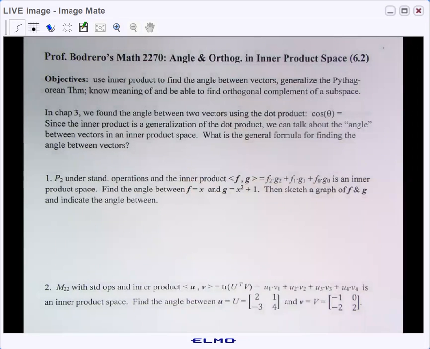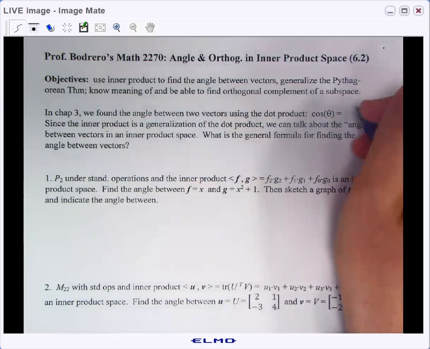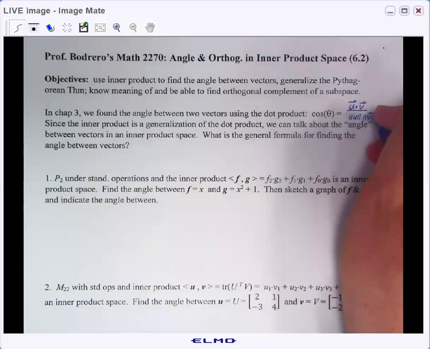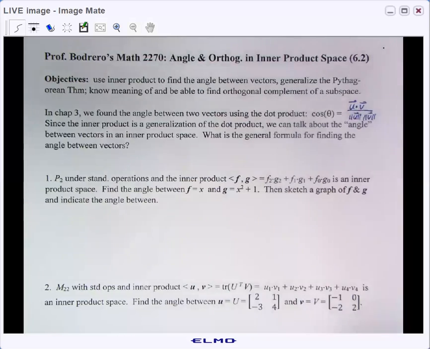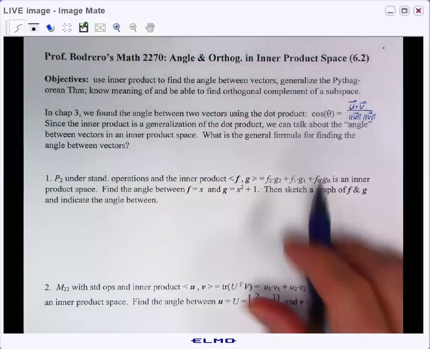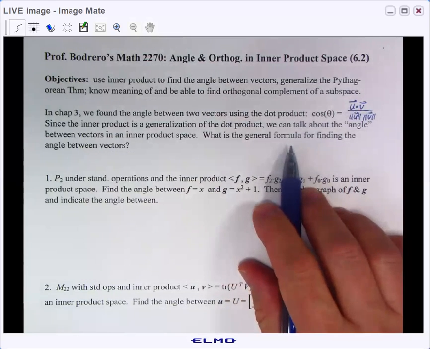So back in chapter 3, when we had learned about the dot product, we were able to use that to find the angle between two vectors: u dot product v over the magnitude of u times the magnitude of v. Then we found our angle in radians or degrees. Now we're going to generalize this for any inner product space.